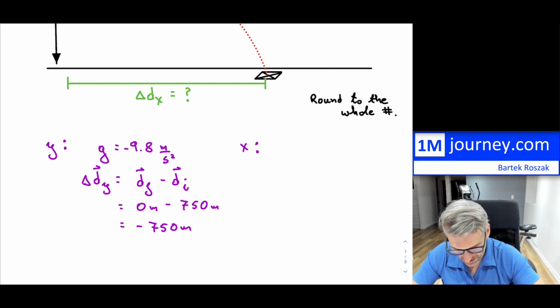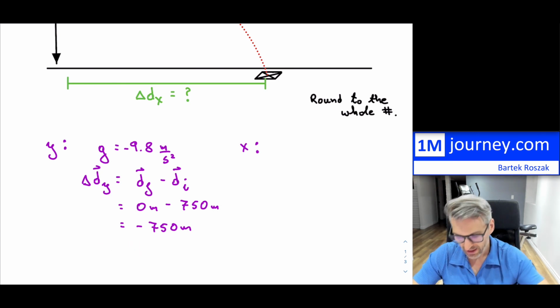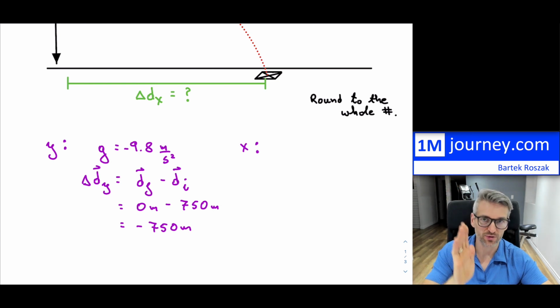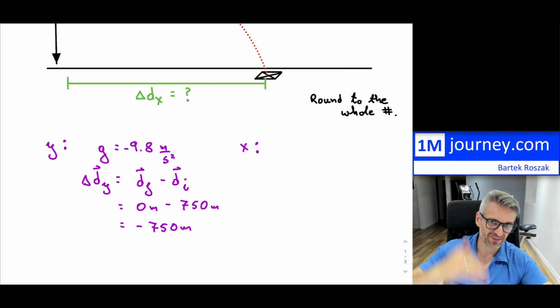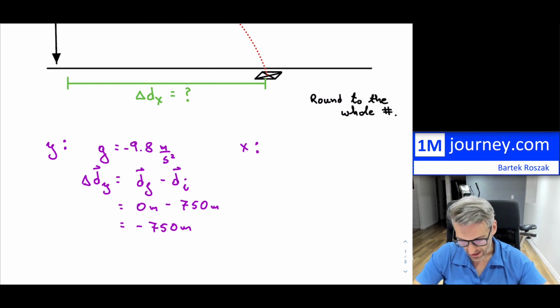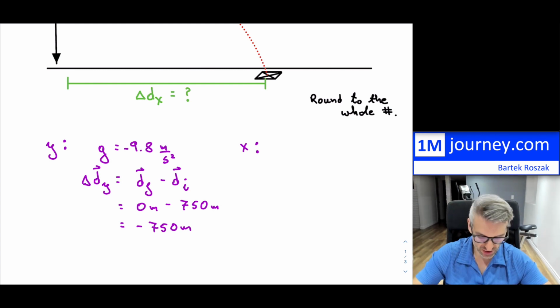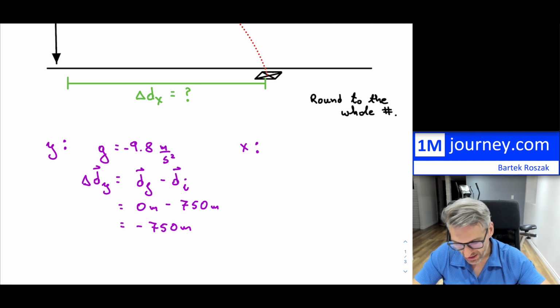Just be consistent. So I'm going to stick with my reference point of up being positive. That means I need the negative 9.8 for gravity, which is pulling it down. And then the displacement would indeed be negative 750 meters because that's what it was displaced with respect to the reference, which is 0, the ground. So now what else is actually given?